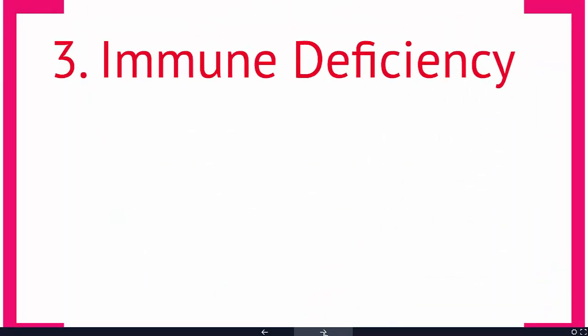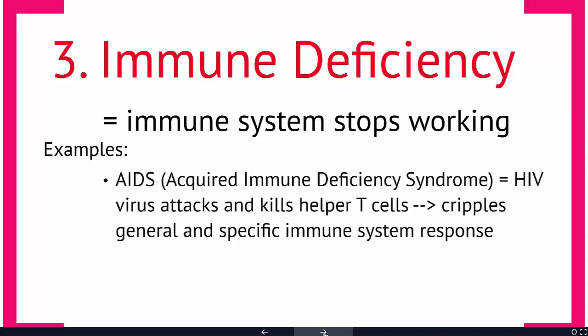Finally, there's immune deficiency diseases, and this is when your immune system just isn't working properly. So we don't have enough beat cops out there doing their job. So examples would be AIDS. This is caused by the HIV virus. So viruses are very specific and they attack very specific kinds of cells, and the HIV virus attacks and kills helper T cells. And remember, helper T cells are the generals of the immune system. They are going to cripple your specific immune response.